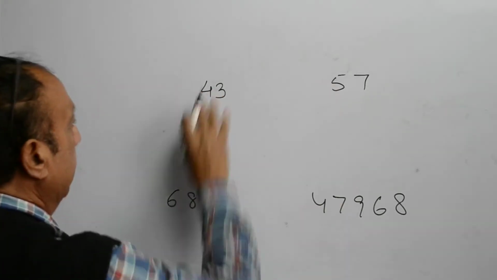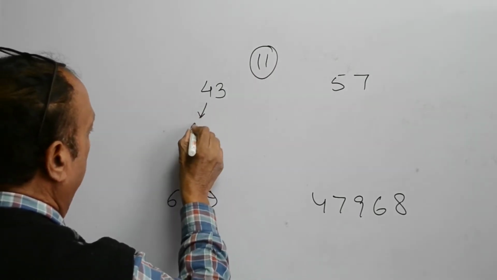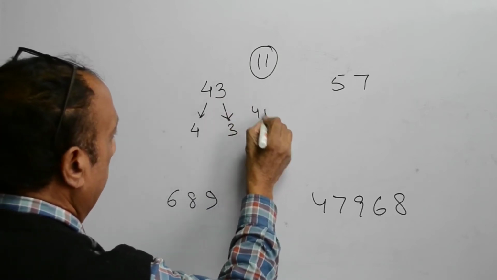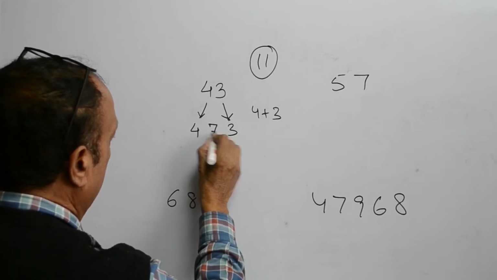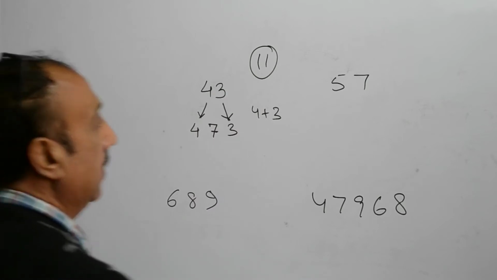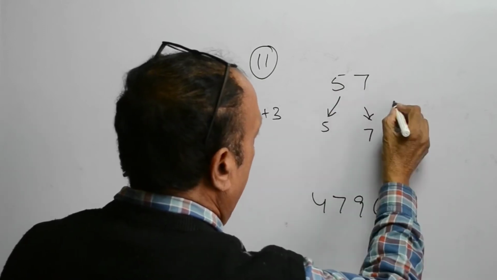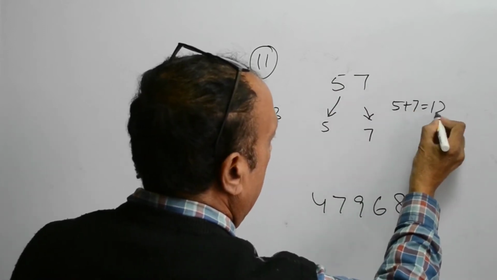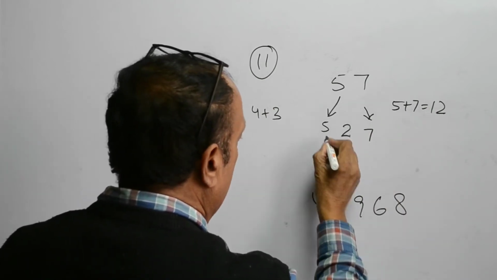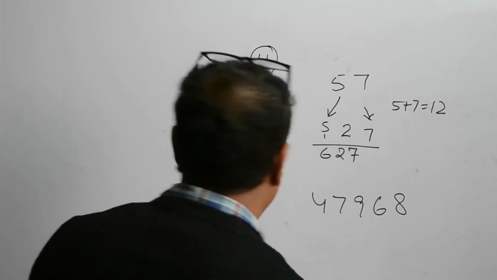We want to multiply these numbers by 11. So take 4 over here, 3 over here, add these two, 4 plus 3 is 7. Put 7 over here. 473 is the multiplication of 43 and 11. Take 5 over here, 7 over here, 5 plus 7 is 12. We can place only one digit in the middle, so 2 over here and 1 is added to this 5. So 627 is the answer.